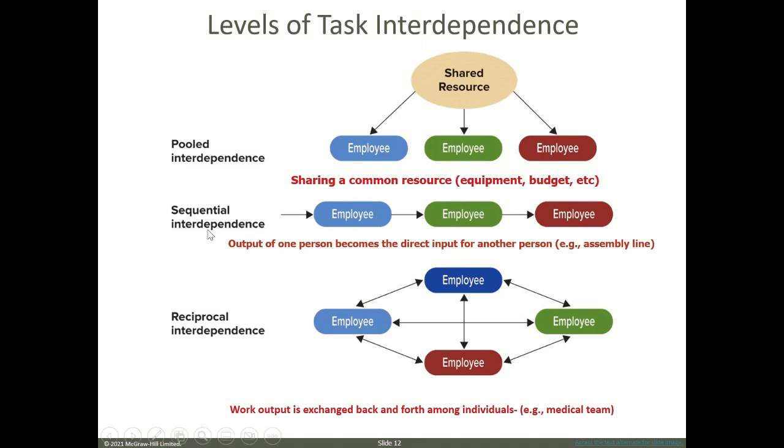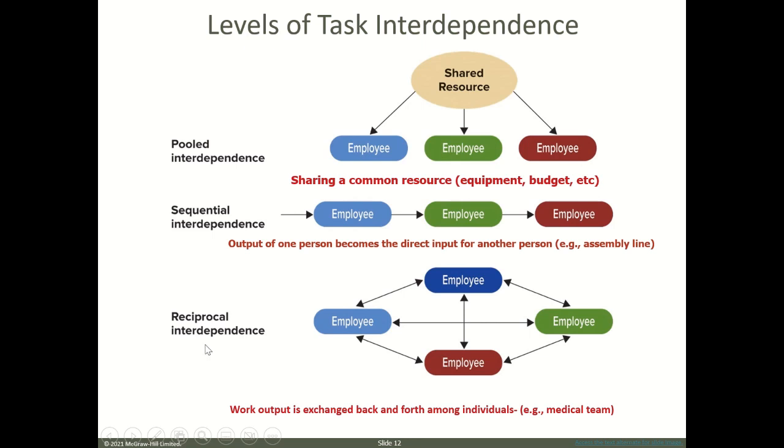Second is sequential interdependence. It means the first employee will complete one task, then it will go to the next one, and so on. The output of one person becomes a direct input for another person. For example, we can see this in assembly lines, like car assembling or mobile assembling. First the chip is created, then you have the outer cover, next the screen or assembling, and the last will be packaging and advertisement.